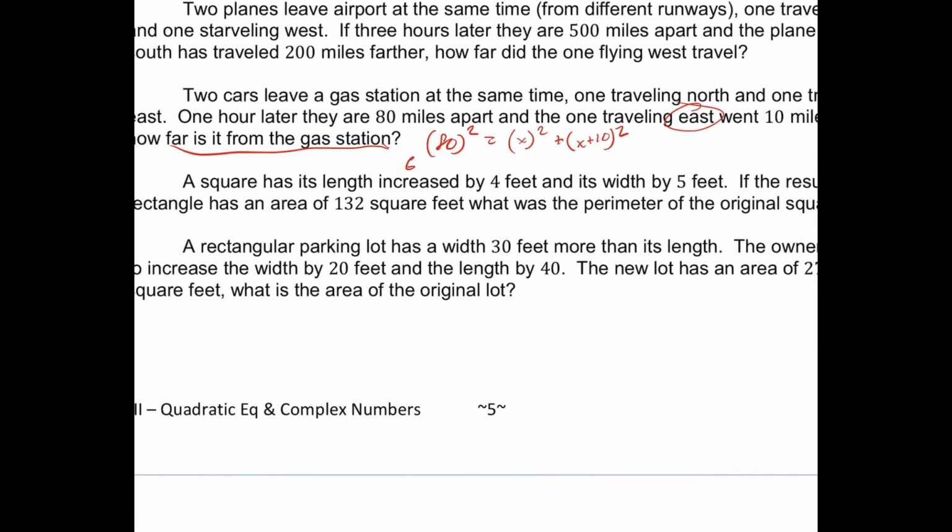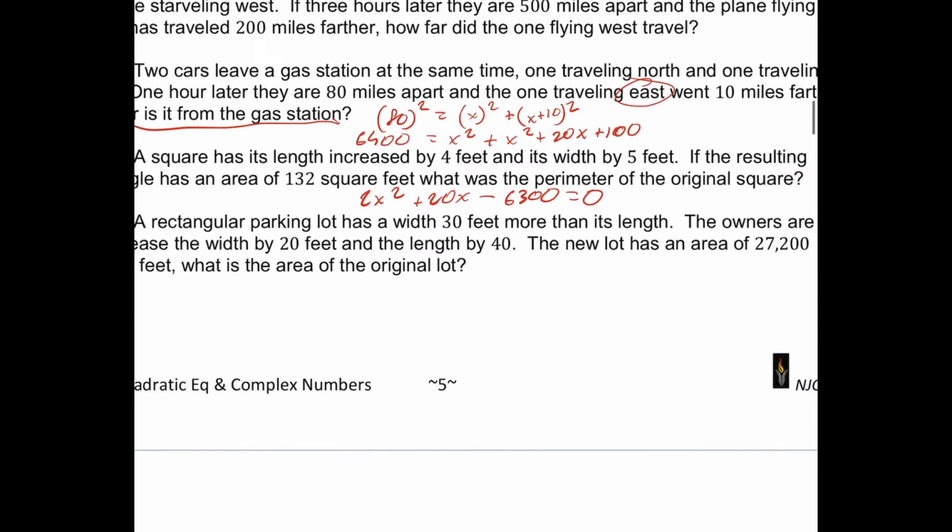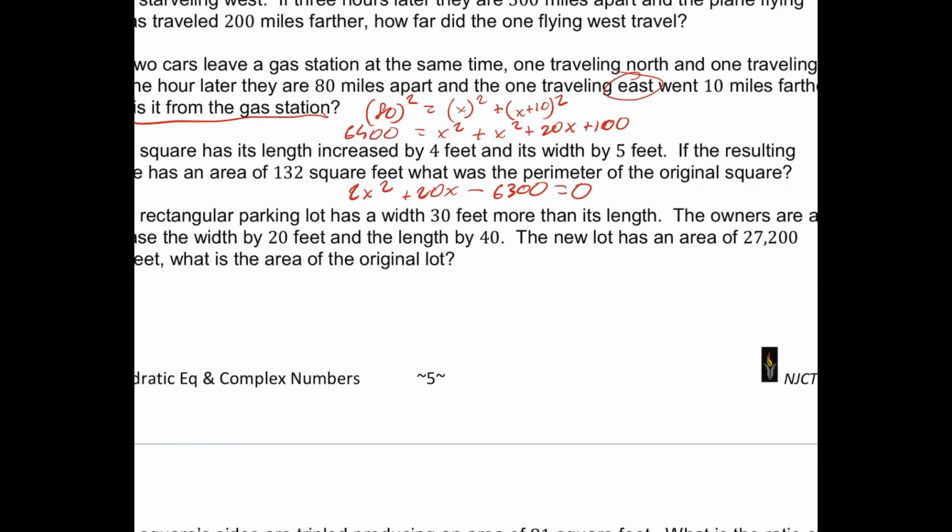Then we have 6400 is equal to x squared plus 20x plus 100. Then rewriting in standard form, we have 2x squared plus 20x minus 6300 is equal to 0. There's no nice way to factor this, or we could complete the square, but it'll take a lot of time. So we'll use the quadratic formula.